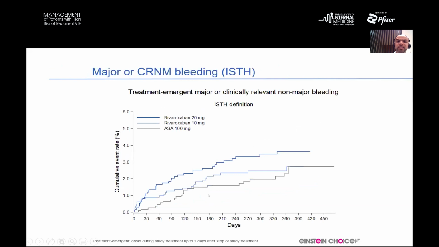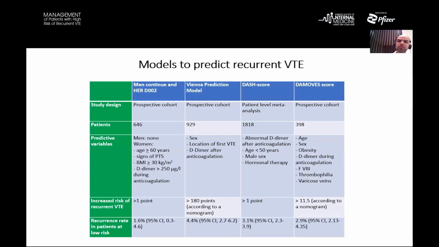And they found that the rivaroxaban 10 milligram is safer compared to rivaroxaban and aspirin in terms of a lower chance of major bleeding or non-major bleeding incidents. You have a lot of models to predict the recurrence of VTE. You can choose whatever you like, but there are two things that you have to keep in mind: the D-dimer after stopping the anticoagulation and the gender of the patient.